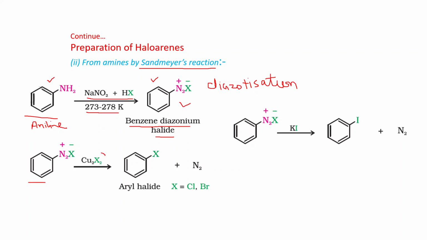This benzene diazonium chloride will react with Cu2X2, and the diazonium group is replaced by halogen, and we will get the aryl halide. Now in this case, X is Cl or Br. To prepare iodobenzene, we use KI with benzene diazonium halide. Clear?